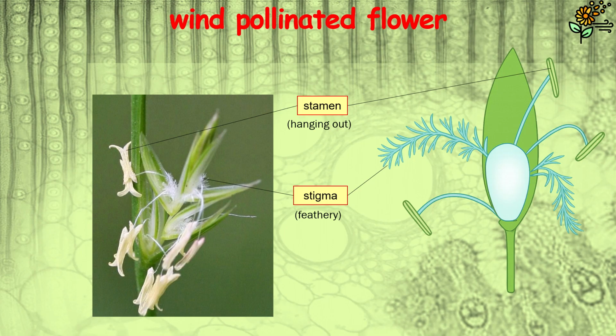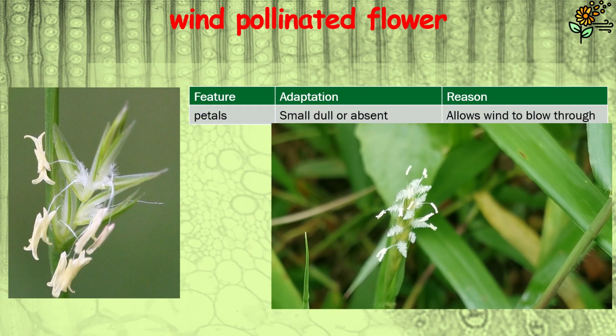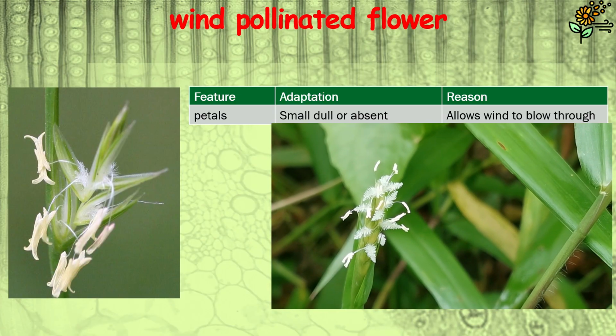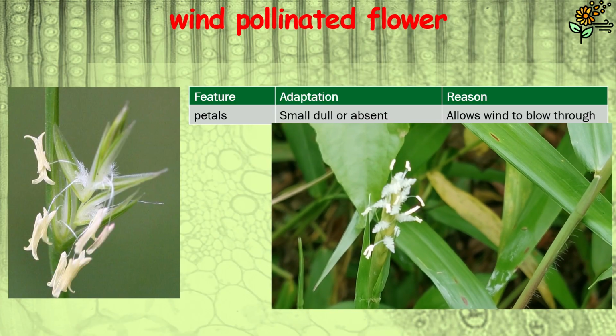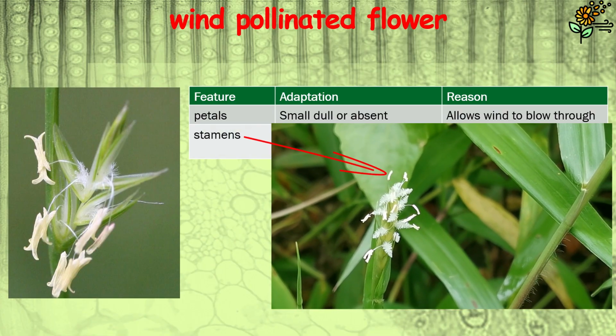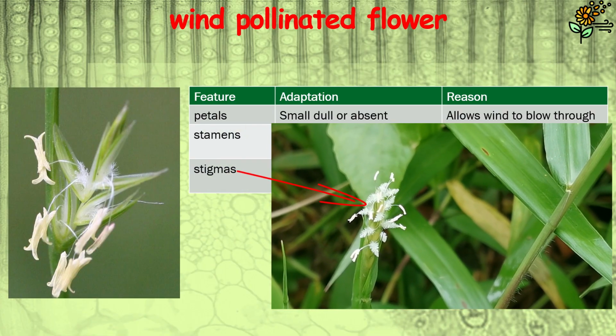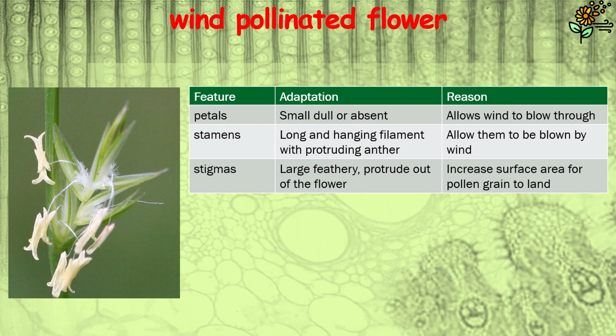As seen, wind-pollinated flowers' petals are either dull or completely absent. This is to prevent obstruction of wind, so that pollen grain on stems that are protruding out can be blown away by the wind. The stigma is feathery and protrudes out, similar to the stamens. These adaptations will increase the likelihood of pollination.